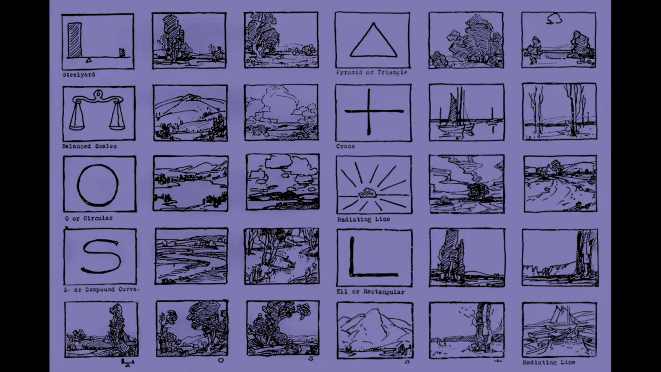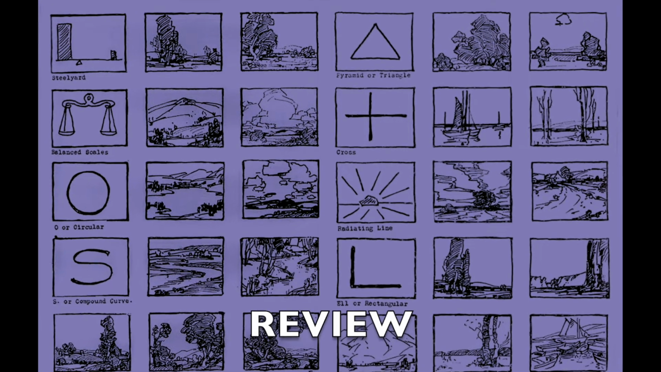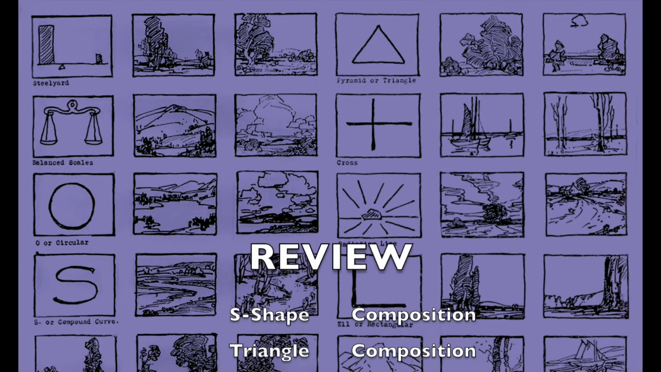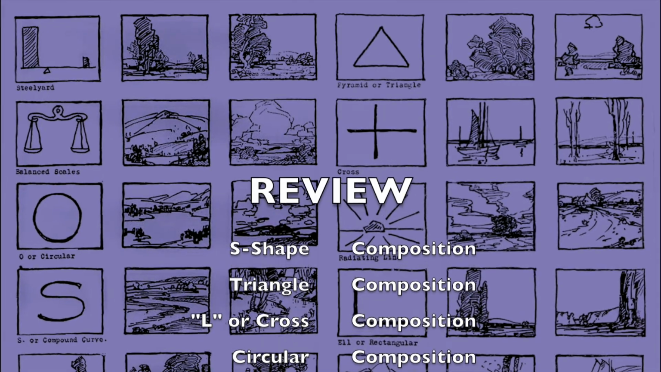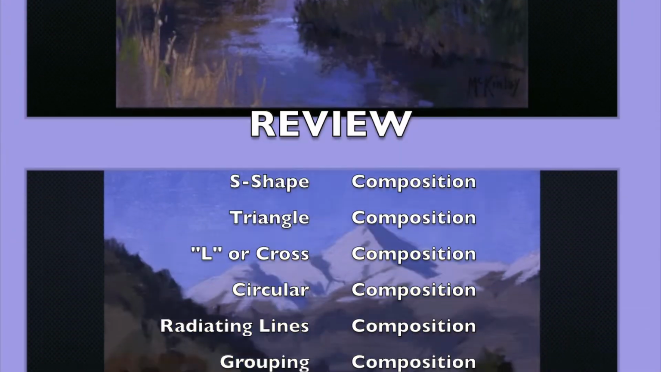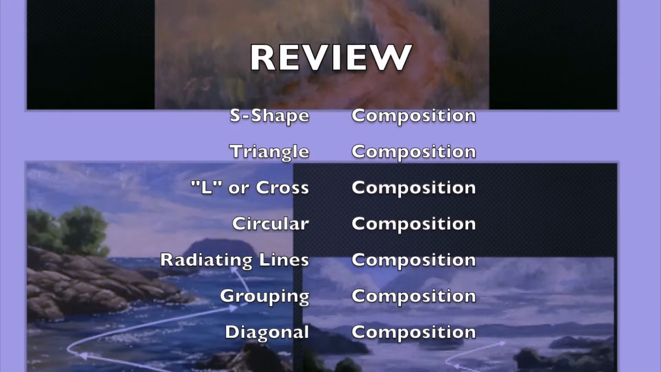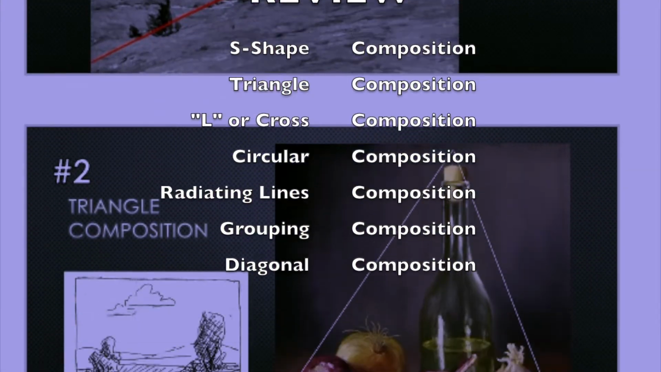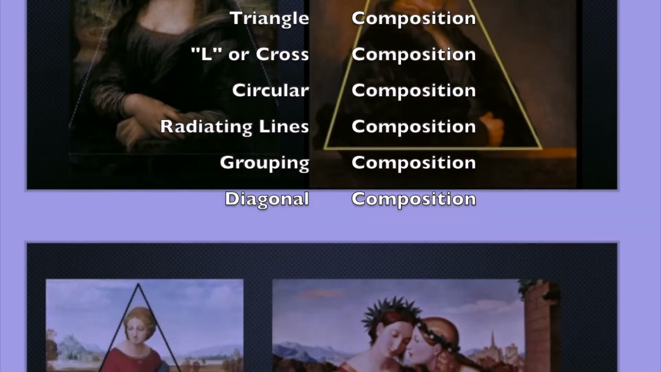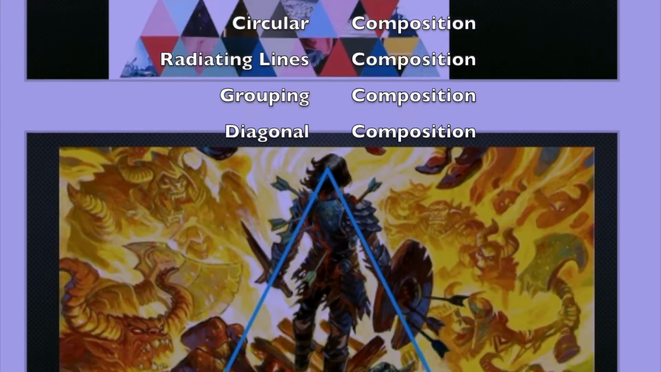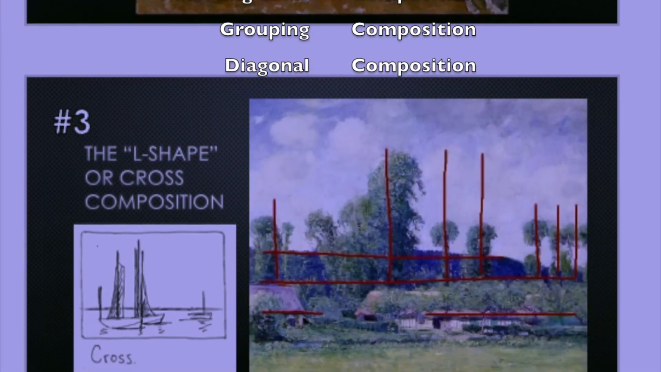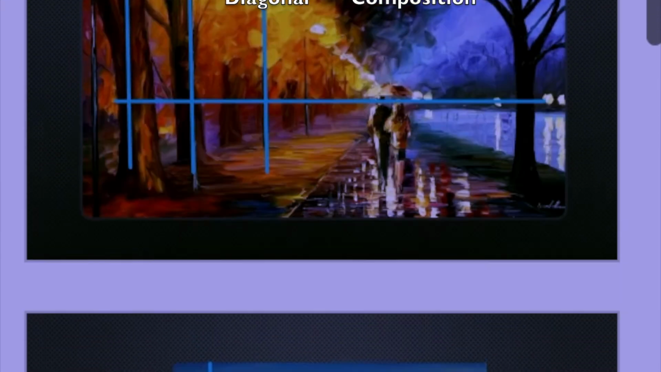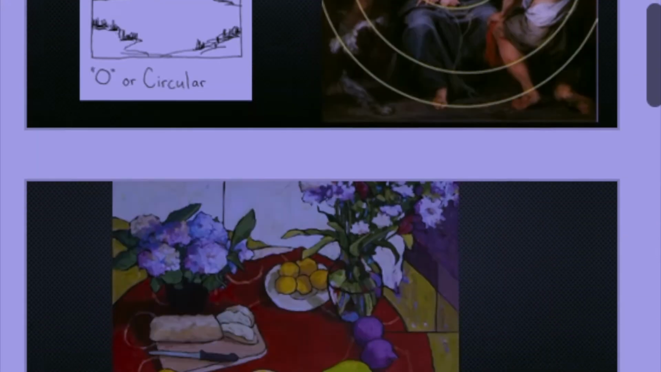scenes. If you've been in my class for any amount of time, you've most likely gone over some of these compositions like the S-shaped composition, the triangular composition, the L or cross-shaped composition, circular composition, radiating lines, grouping, and diagonal compositions. So rather than harp on these for a really long time and go over them in great detail, I'm going to provide a link in the description below if you need to review.